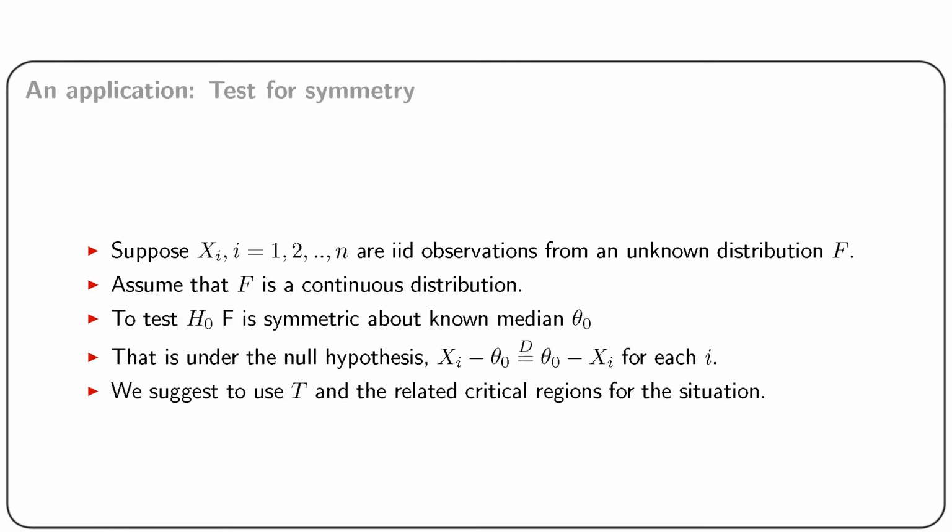Suppose x_i, i from 1 to n, are n IID observations from an unknown distribution F. Assume that F is a continuous distribution. To test the null hypothesis that F is symmetric about median theta naught, that is, under the null hypothesis, the distributions of x_i minus theta naught and theta naught minus x_i are the same for each i, then T can be used to test the symmetry. The critical regions are exactly the same as given before, but the interpretation of the final result is different.